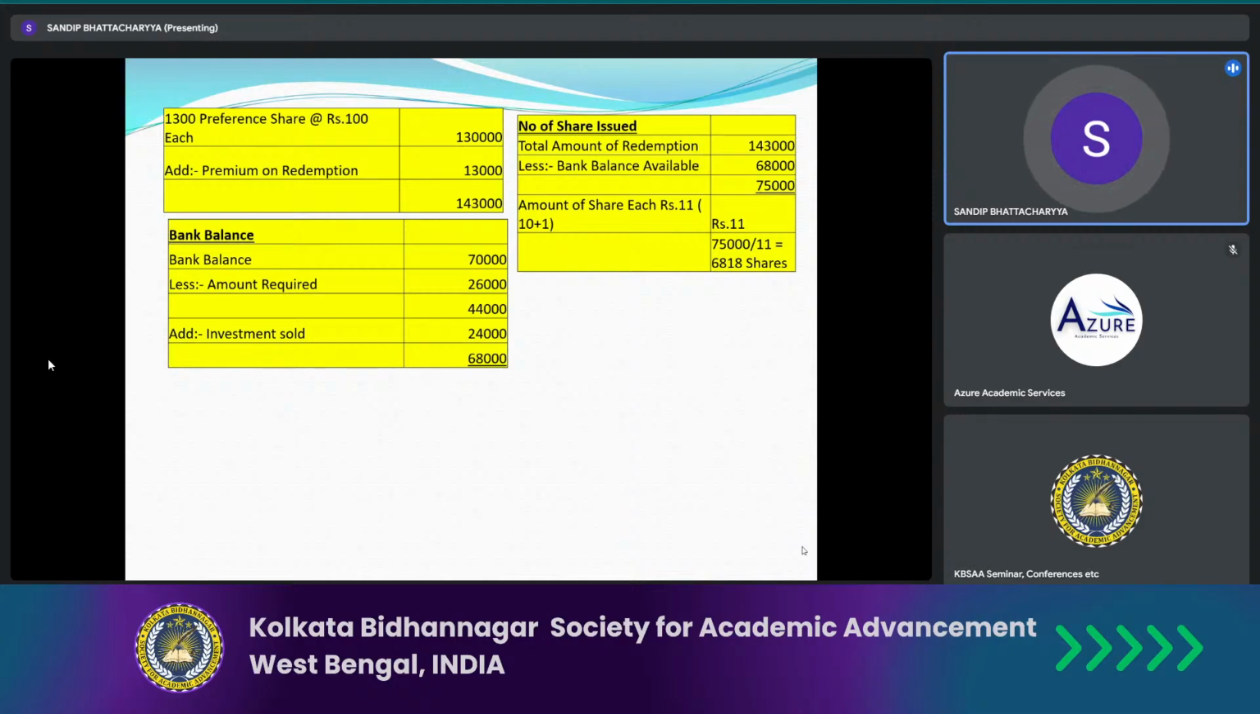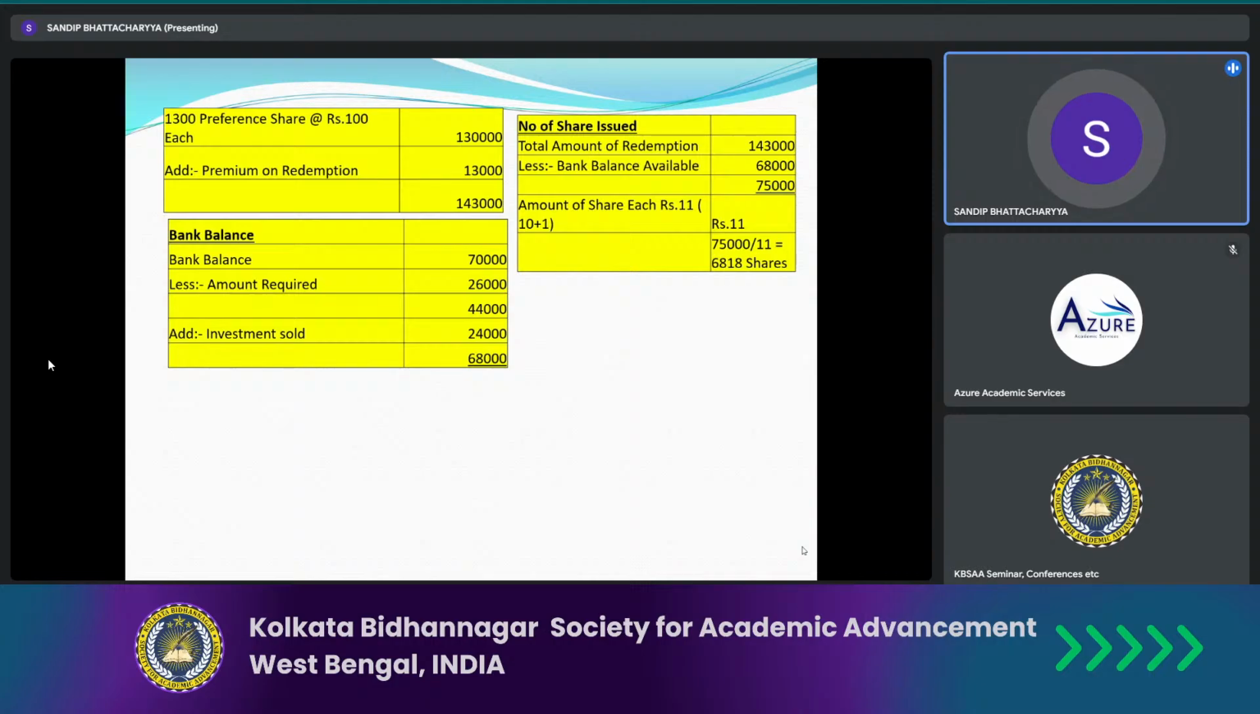So now you can remember the question. The fresh issue proceeds at face value rupees 10 at the rate of 10% premium. I repeat this one: if you remember the question, for the purpose of redemption, the company must have a fresh issue. And the fresh issue is at the face value of rupees 10 at the rate of 10% premium. So the face value is 10, and the 10% premium is rupee 1. So 10 plus 1, that is 11. So how much amount must you require? 75,000. How the 75,000?